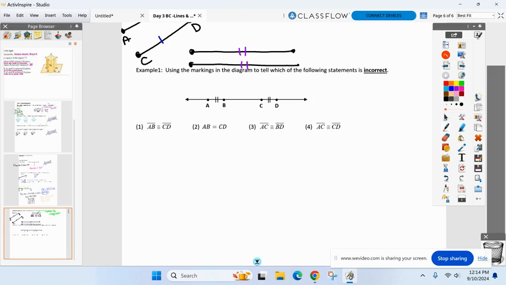Which one's incorrect? Which one of the 4 is incorrect? Don't yell anything out. I want to go one by one. Is AB congruent to CD? Yes. Are they congruent? Yeah. And don't overthink it. Why are they? Because it's 2 lines. You got the hash marks that say they're congruent. So that one is correct. We're looking for the incorrect one.